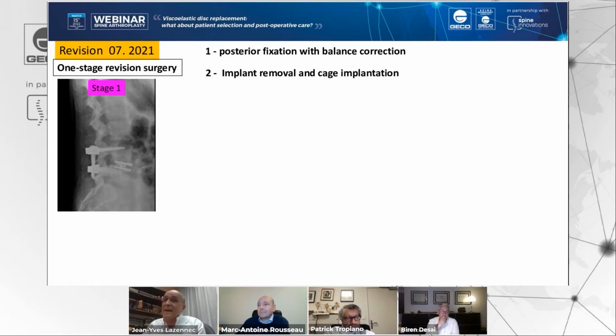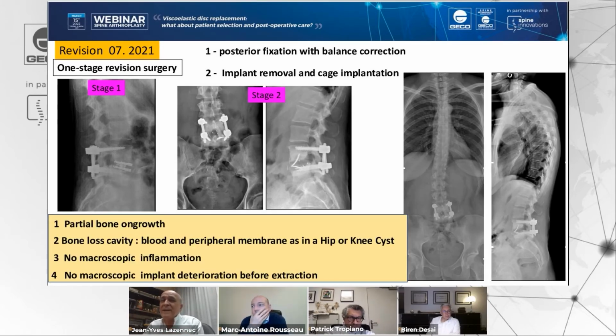So what I did, July 2021, I did a one-stage surgery without technical issue. Stage 1, posterior fixation, because I was a little bit anxious about the difficulties to correct the frontal plane. And after, I did a replacement of the prosthesis by a cage. I don't show you the further slides because it is not important for our discussion. She is well now. And what I discovered was very partial bone ongrowth.